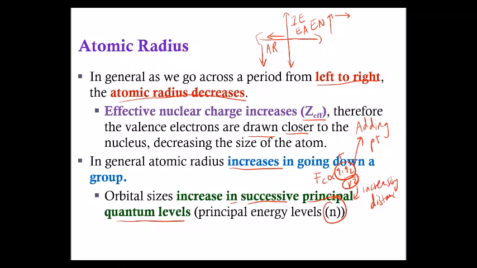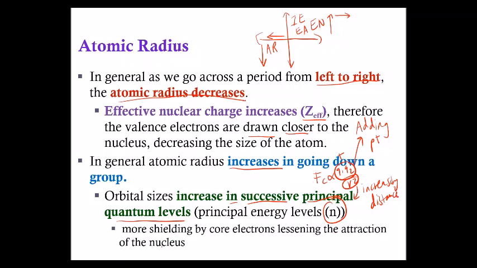Which also would lessen the pull of the nucleus. You can refer to Coulomb's law here. And by adding more principal energy levels, you're also adding in shielding, which is lessening the pull of the nucleus on those outer electrons and makes the atom larger, makes it a wider radius, larger atom. Make sense?